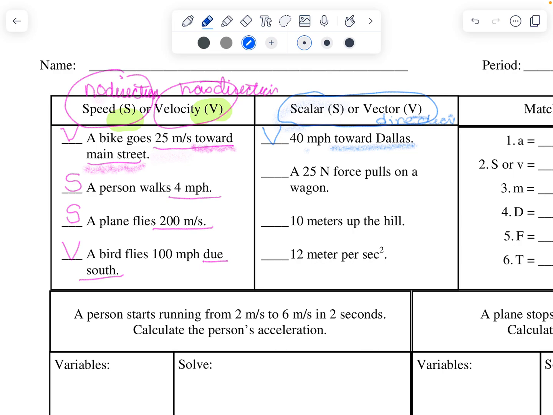Our second, a 25 Newton. Doesn't matter that you don't know what a Newton is yet, but we know that that pulls on a wagon. There is no directionality. This is scalar.